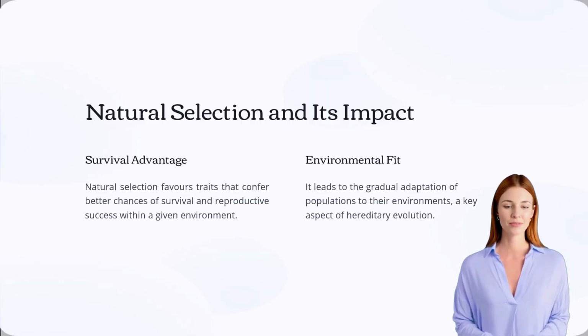Hereditary evolution involves the transmission of traits from one generation to the next via genetic inheritance. Natural selection plays a pivotal role in this, since it promotes the traits that yield a higher probability of survival and reproductive success in a certain environment. This permits populations to adapt to their environments over time, making it a key element of hereditary evolution.